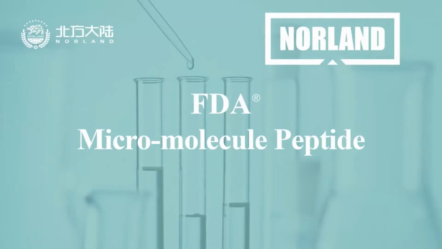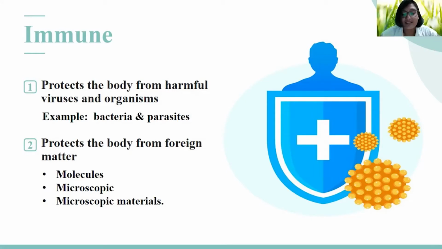I'm Kiruba from Norland. I'm here today to talk about our oligopeptide. So, Norland peptide. Let me introduce what immune is. Immune means the ability of an organism to resist particular infections.